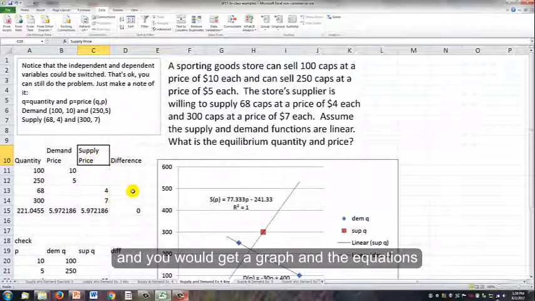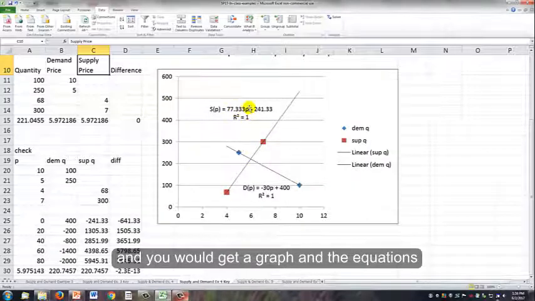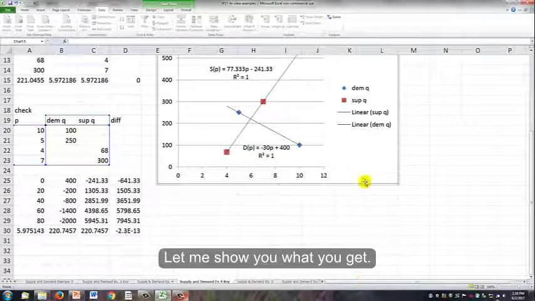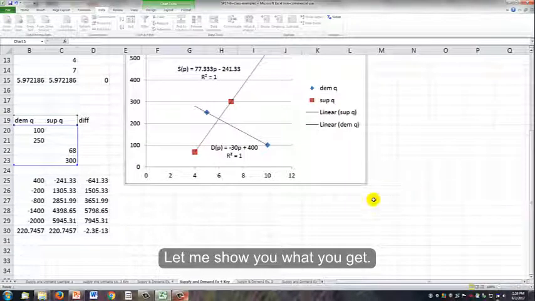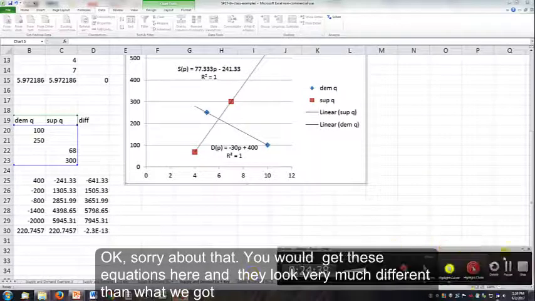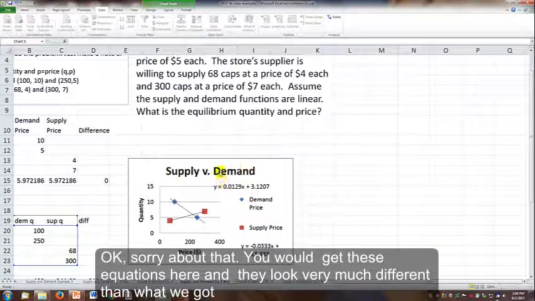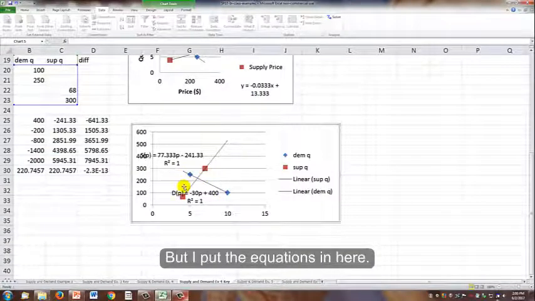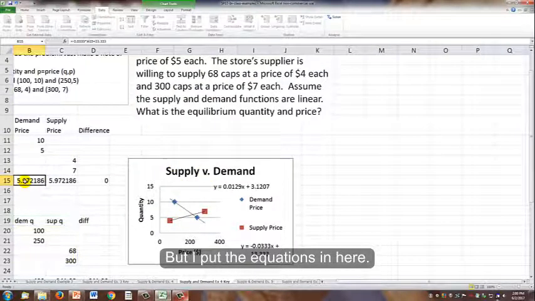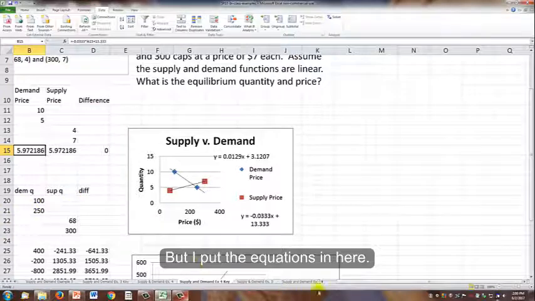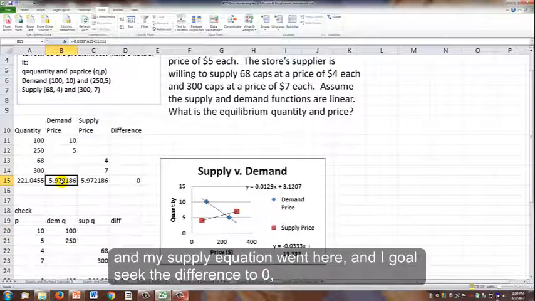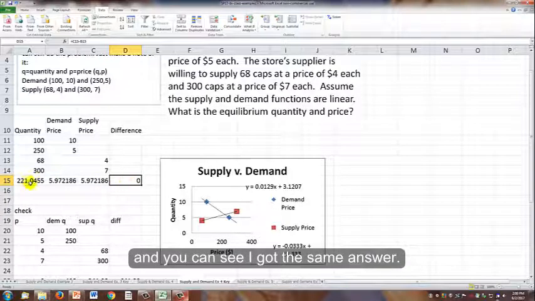And you would get a graph, and the equations would be different. Let me show you what you would get. Okay, sorry about that. You would get these equations here, and they look very much different than what we got when we let P be independent. But I put the equations in here. So my demand equation goes here, and my supply equation went here, and I goal seeked the difference to 0, and you can see I got the same answer.